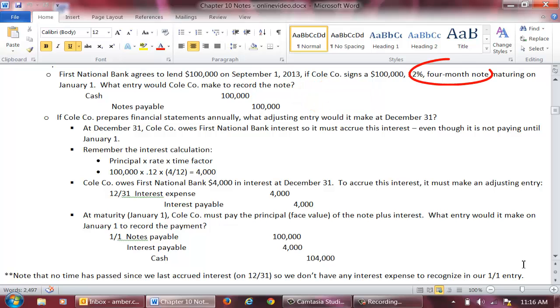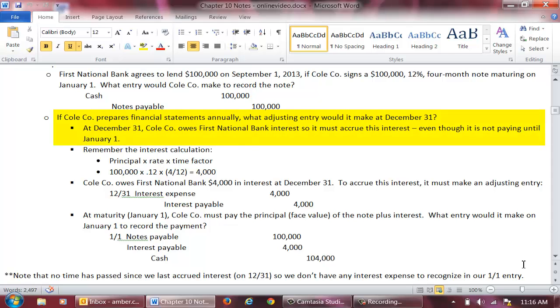This note is a 4-month note that originated on September 1st. This means that Coal Company must pay the amount due on January 1st. However, if Coal Company prepares financial statements annually, it must accrue any interest owed on the note up to the date of the financial statements.